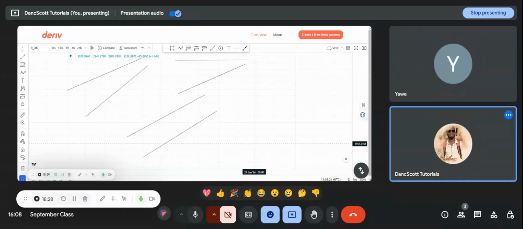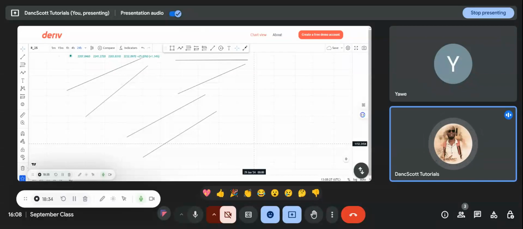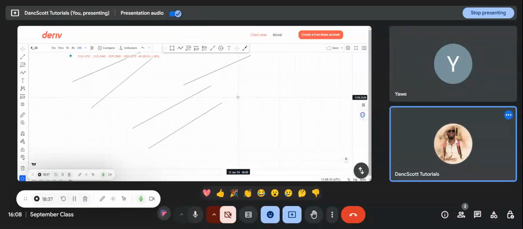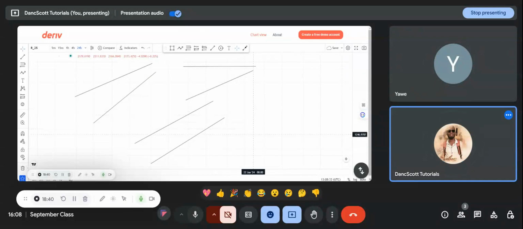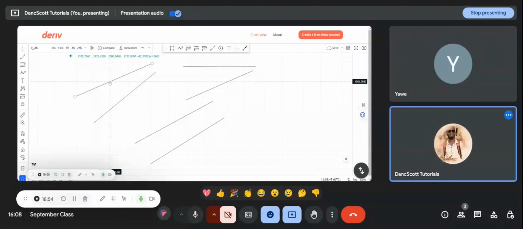This is a channel. I don't know if you're understanding me. Now, a channel and an ascending triangle, all these are what? Continuation patterns. Whereas this is a reversal pattern. The rising wedge is a reversal pattern, whereas the ascending triangle and the channel, these two, are continuation patterns. So you need to know them.